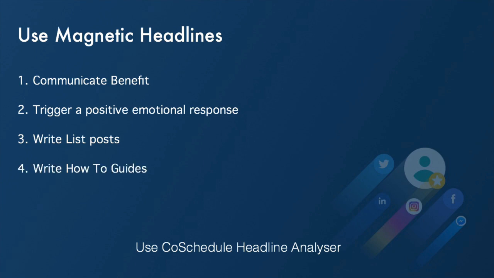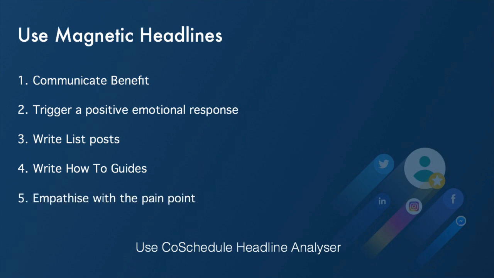Number 4 is write how-to guides. People are looking to solve their problems, and a how-to is a great way of elucidating on a topic and telling them, do this, and it's going to work. So how-to guides are something people have a tendency to click on, and they get much more clicks on Twitter and Facebook or other social media platforms, because people are generally looking to solve their problems.